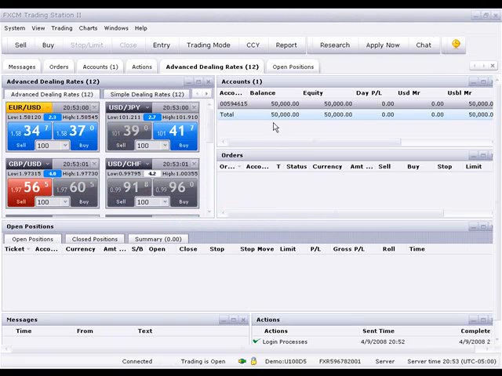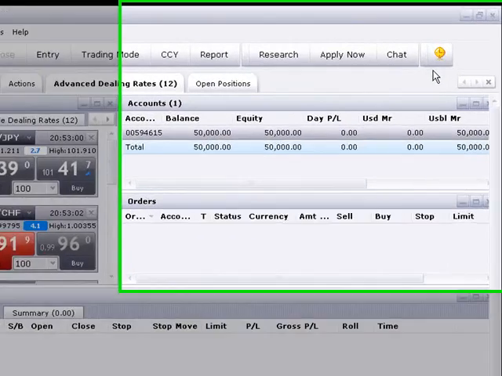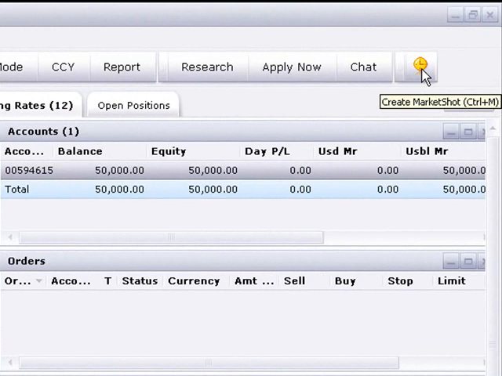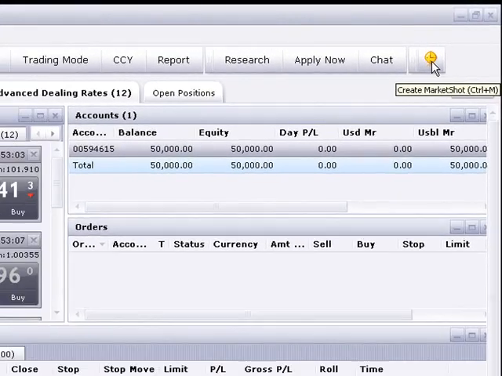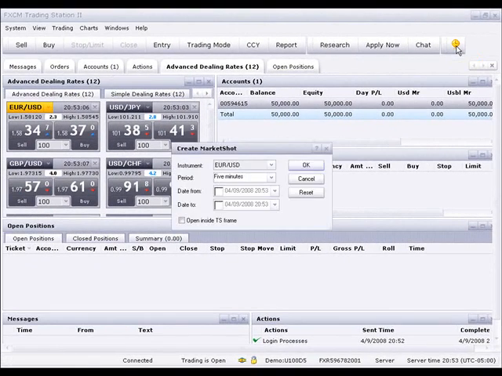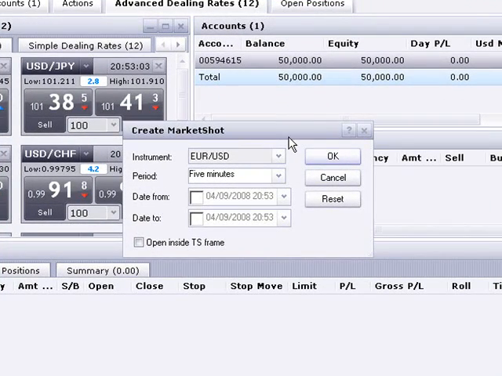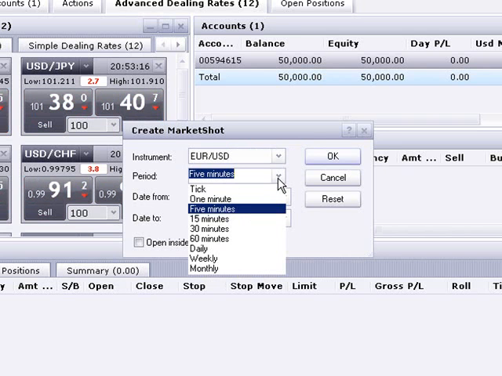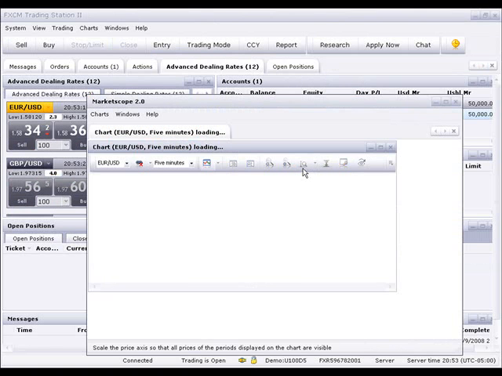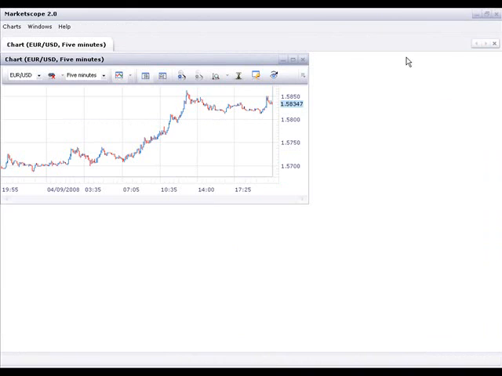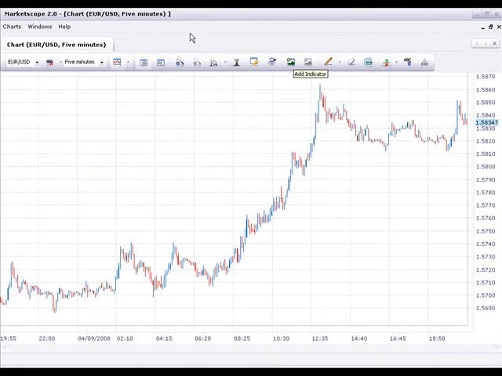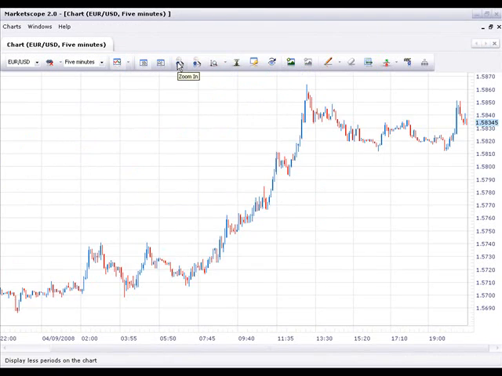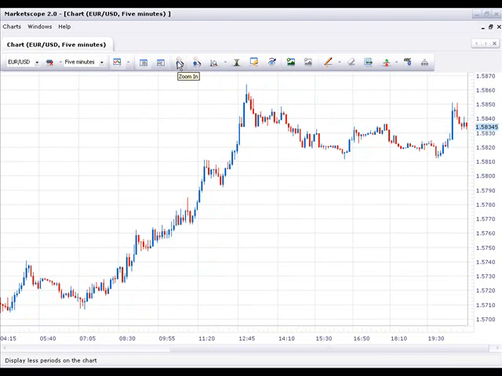After logging into your real-time demo account, you should see a button which looks like a yellow clock and when you run your mouse over it, it says Create Market Shot. You're going to want to click that button and that's going to bring up a Create Market Shot window here. The instrument should say Euro US dollar, and then for the time frame, if it says tick there, change that to 5 minutes and then press OK. This is going to bring up a chart of the euro dollar, which we can then maximize there, and then we can click the magnifying glass here to zoom in on the chart a little bit.